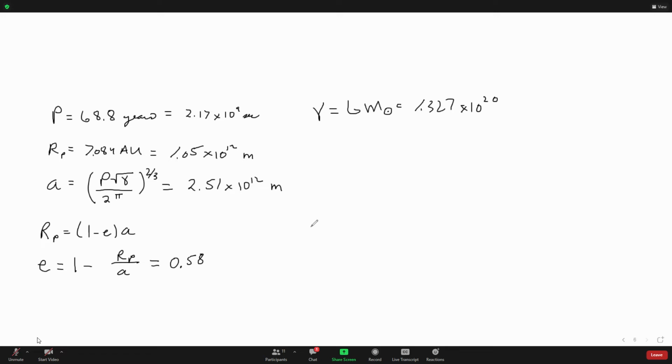And what else do we want to know? What's the specific energy of this orbit? Remember the formula for specific energy? Tuan, I haven't called on you. Would you calculate the specific energy for us, please?